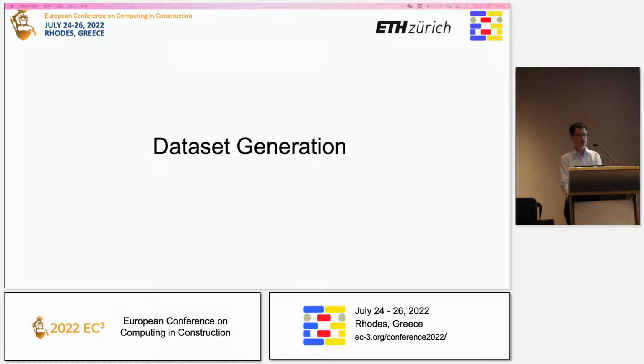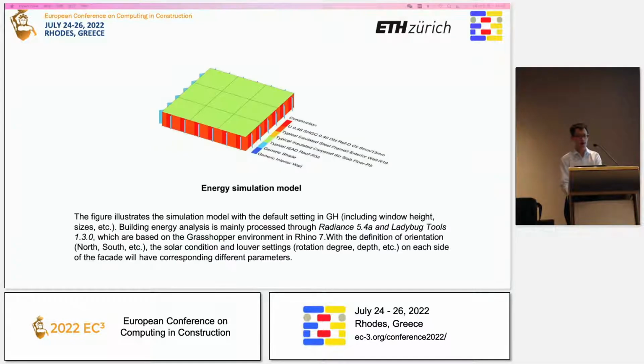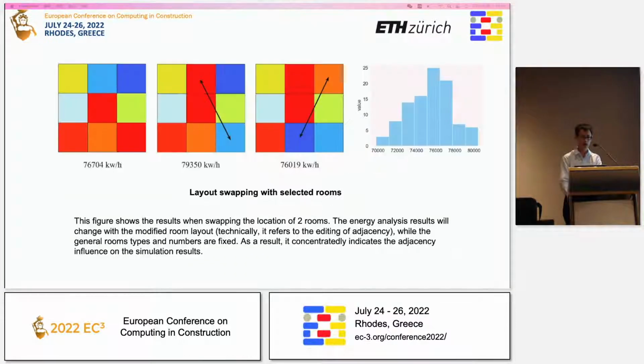And let's look at the dataset generation. For the energy simulation, we used tools called Radiance and Ladybug in Grasshopper, and we fixed the site and the weather parameters, and also the structure types for this study.